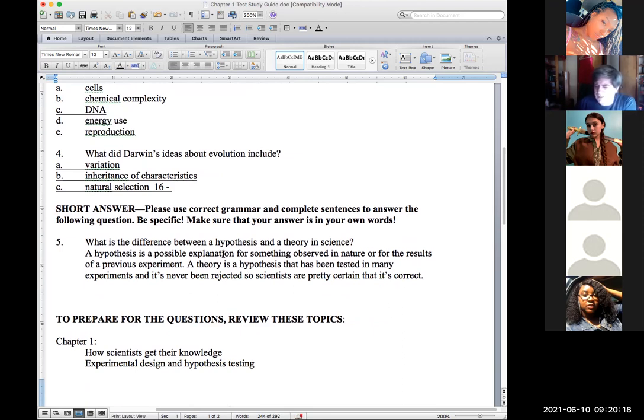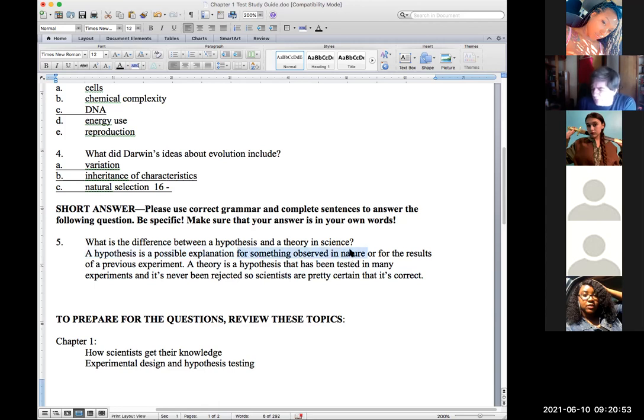If you left out some of these parts, there are some main ideas here. A hypothesis is a possible explanation, either for something observed in nature or for the results of a previous experiment. And a theory is a hypothesis that's been tested in many experiments. It's never been rejected. So scientists are pretty sure it's correct. Depending on how many points this was, if this was 8 points, there would be 2 points for grammar. And then a hypothesis is a possible explanation would be 1 point.